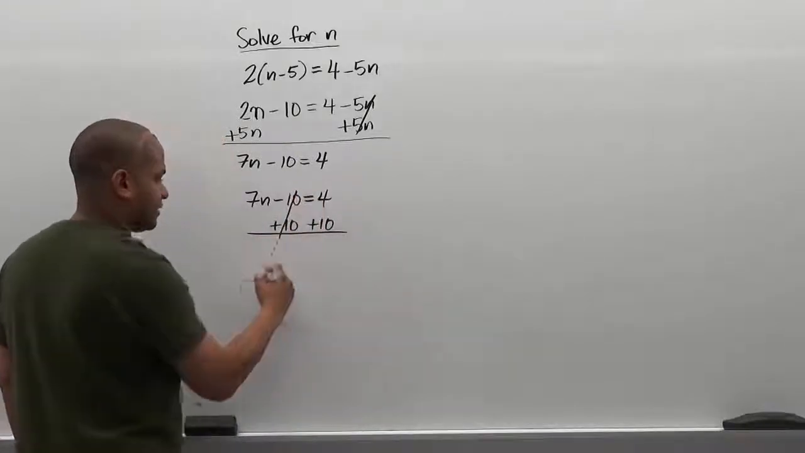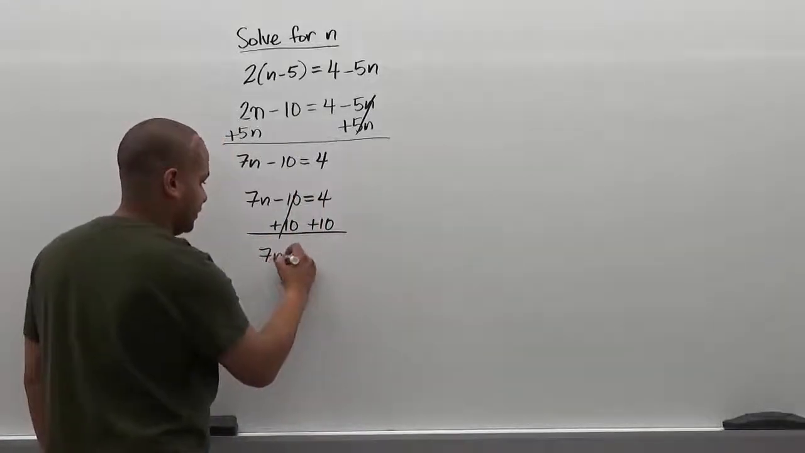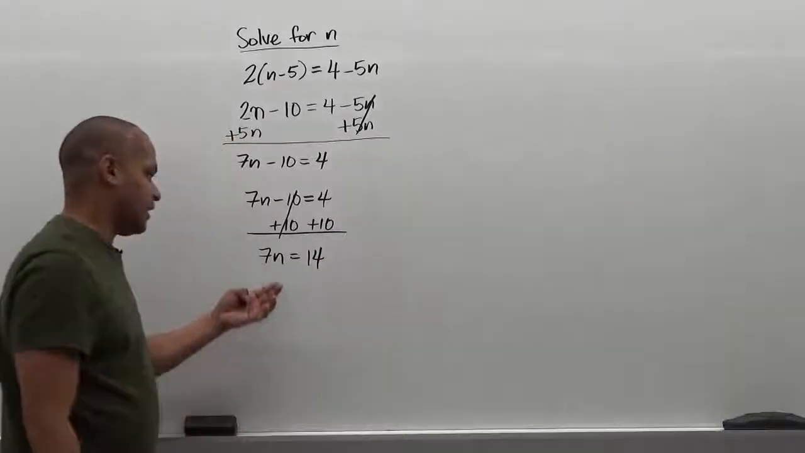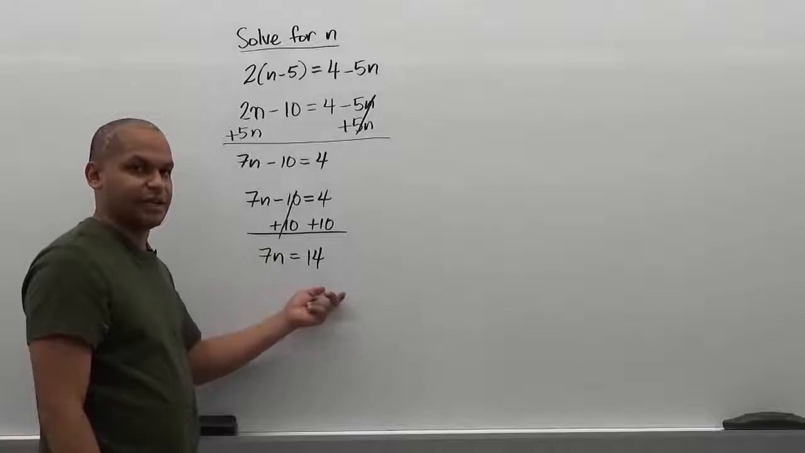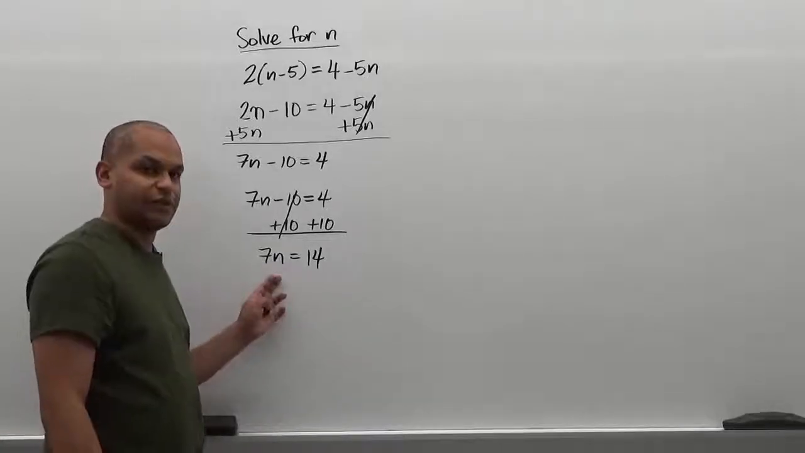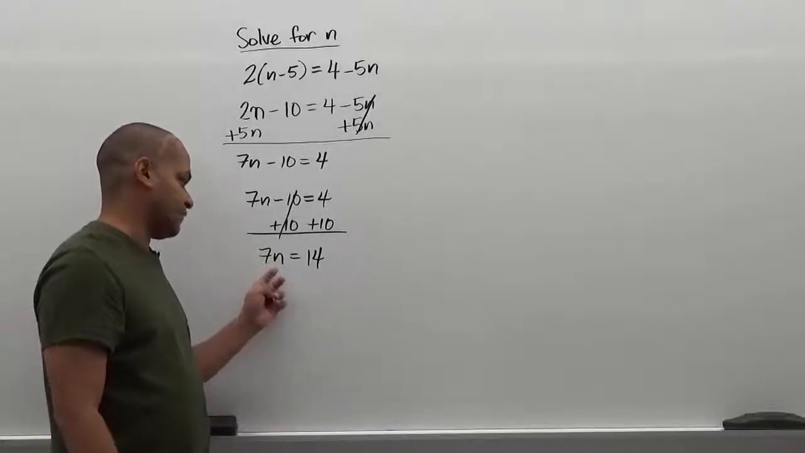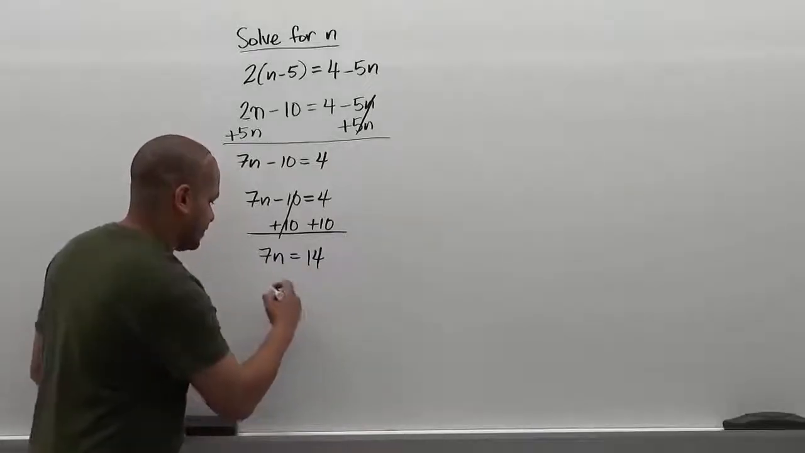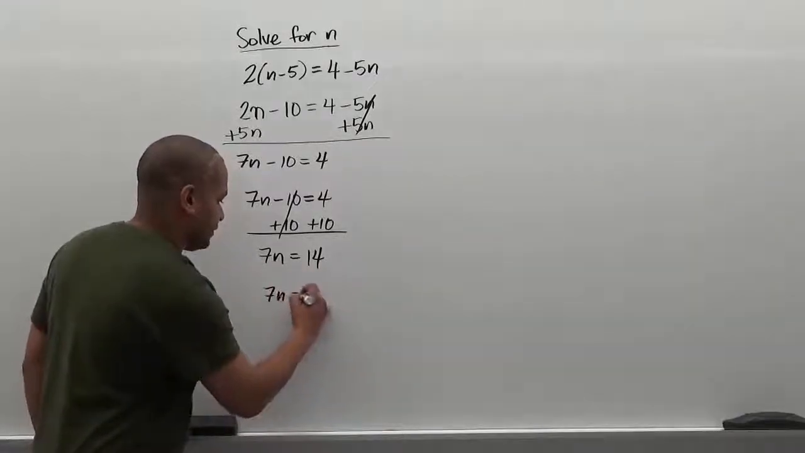These 10s are going to cancel out, and we have 7n left over here, is equivalent to 4 plus 10, which is 14. Now, we have just one variable on one side and a number on the other, and all we have to do to solve this equation is use the multiplicative inverse of 7 on both sides. The multiplicative inverse of 7 is going to be to divide by 7.